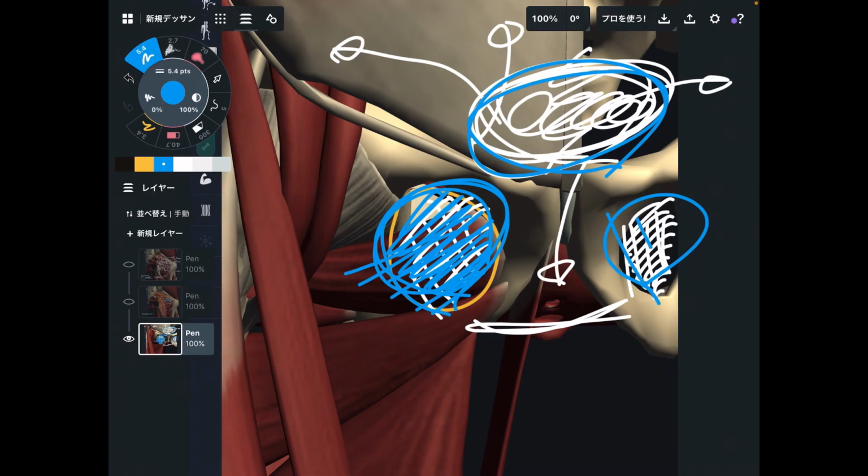So in today's video, I explained basic anatomy and function of deep lateral rotators. I hope today's anatomy helps your understanding of hip anatomy.